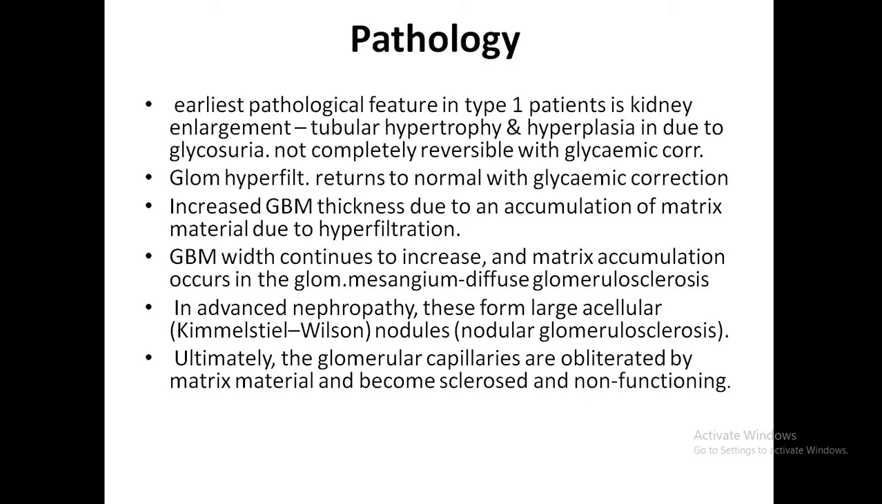The hallmark is increased glomerular basement membrane thickness. It is due to accumulation of matrix material secondary to the hyperfiltration. The GBM width continues to increase, and matrix accumulation also occurs in the glomerular mesangium, leading to diffuse glomerulosclerosis. In advanced nephropathy, these form large acellular nodules called Kimmelstiel-Wilson nodules, which represent nodular glomerulosclerosis. Ultimately, the glomerular capillaries are obliterated by matrix material. They become sclerosed and stop functioning.